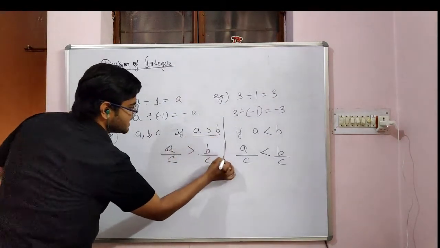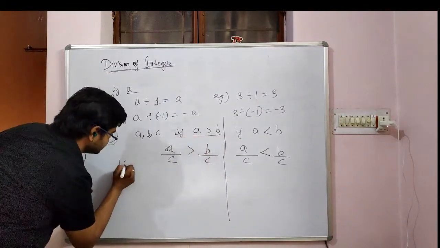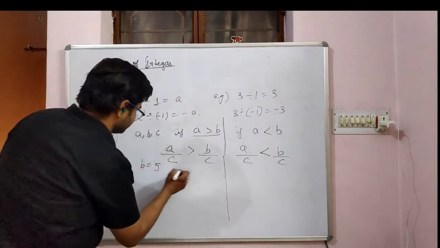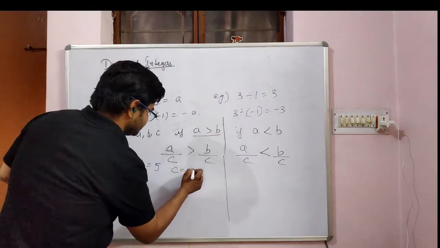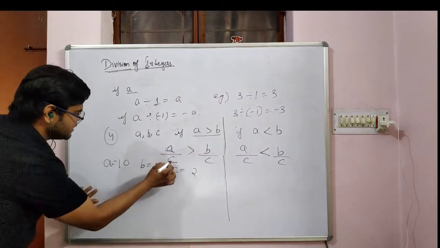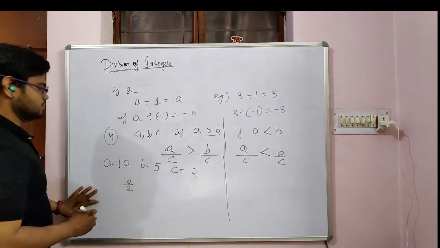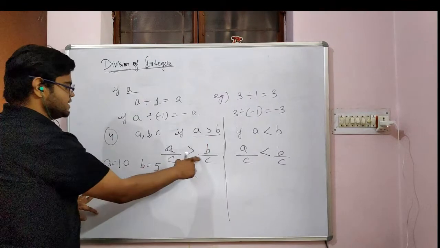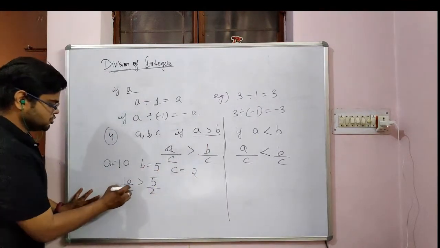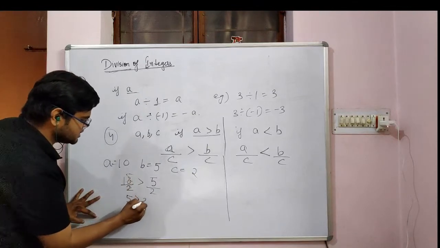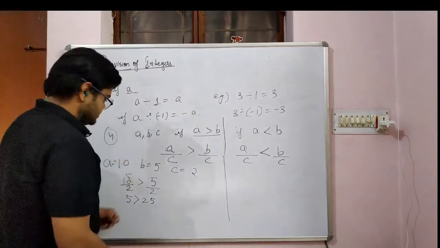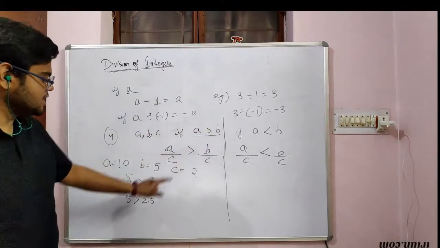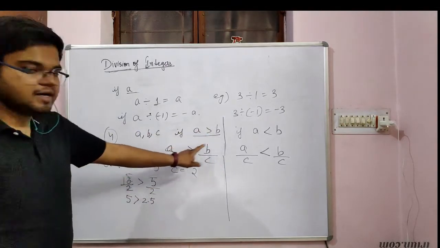In this case, a is greater than b. Take a as 10 and b as 5, and we can take c as 2. So a divided by c, 10 divided by 2, is greater than b divided by c. What is the value of b? 5. 5 divided by 2. So 2 fives are 10. 5 is greater than 2.5. So if a is greater than b and both are divided by c, still the result will be greater. A will be greater than b.